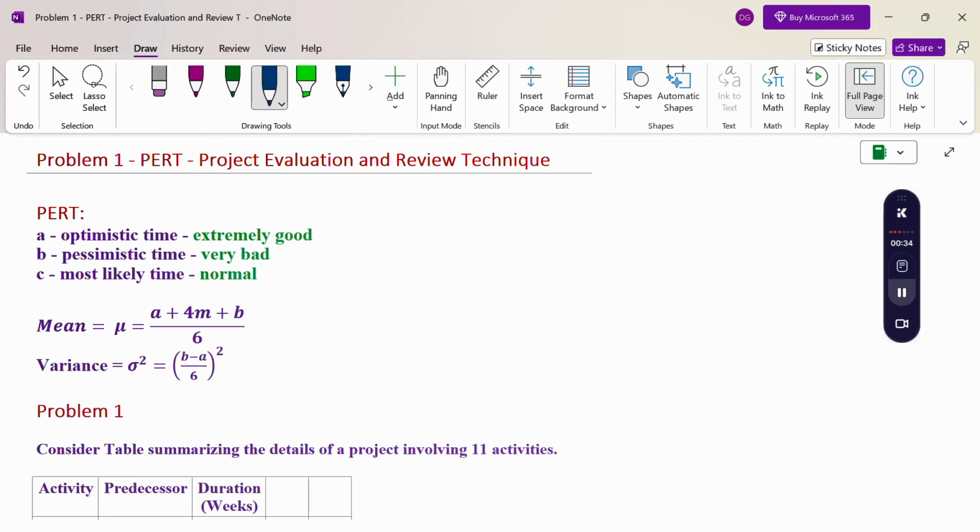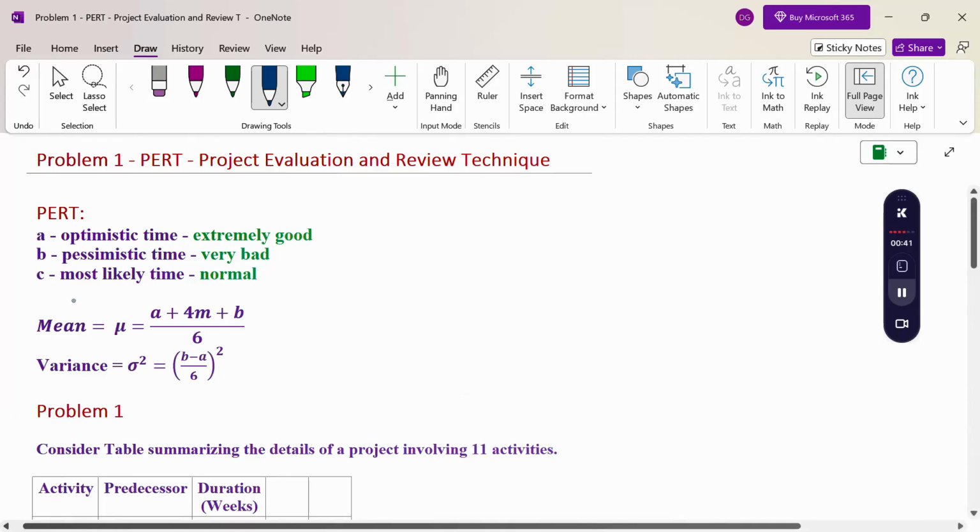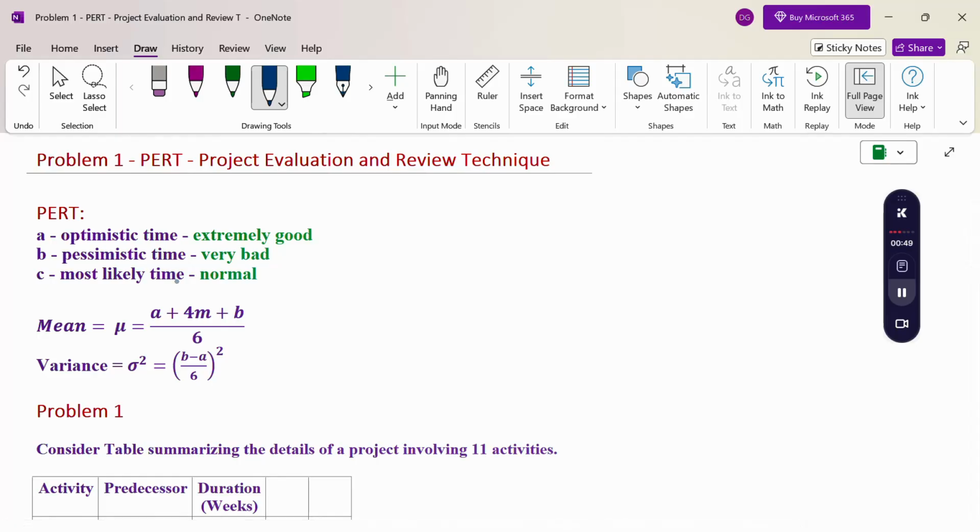The following three estimates are used: a, optimistic time; b, pessimistic time; and m, most likely time. The optimistic time is the time estimate if the execution goes extremely well. The pessimistic time is the estimate if the execution goes very badly. The most likely time is the estimate if execution is normal.